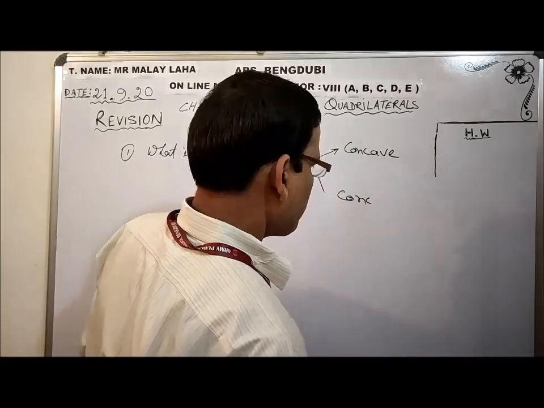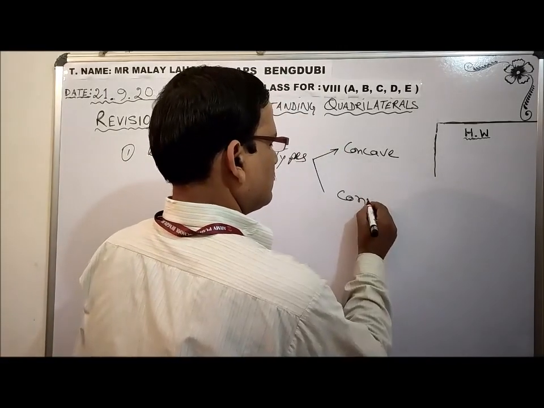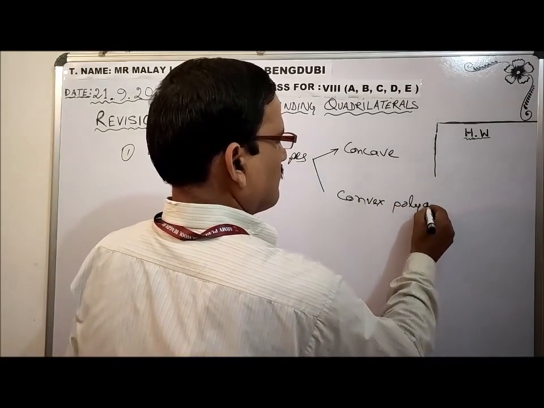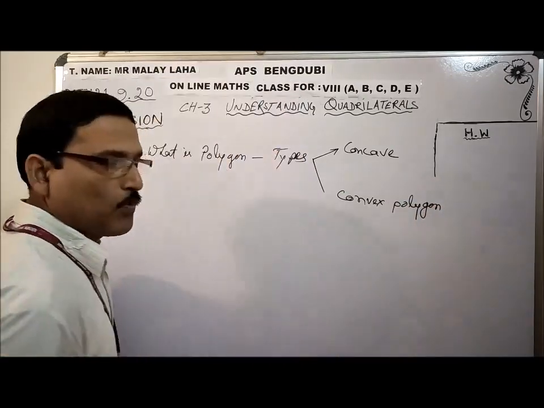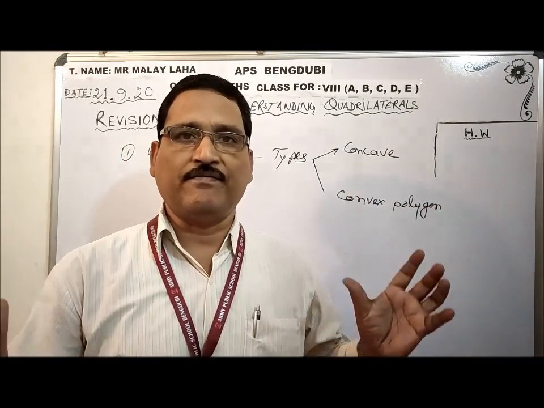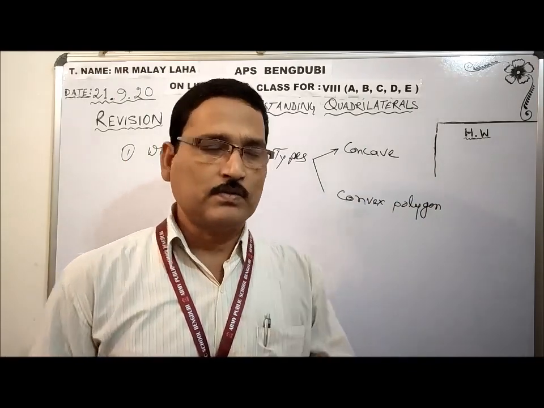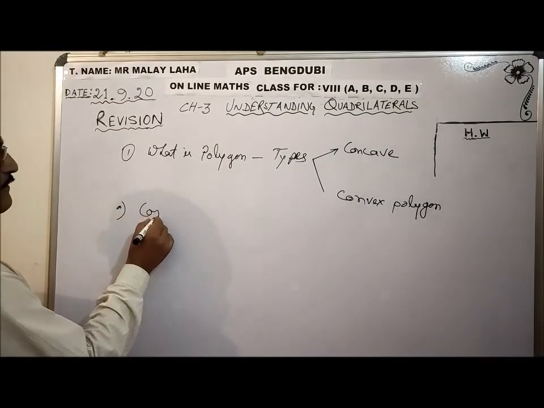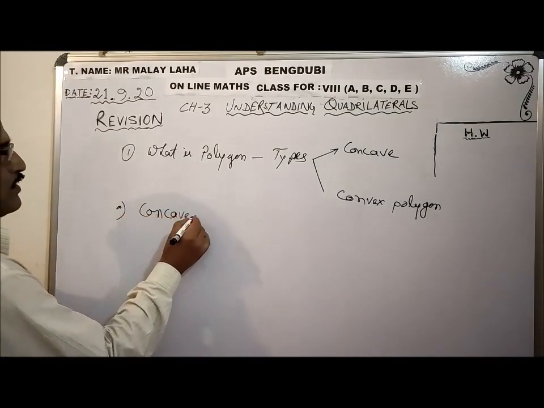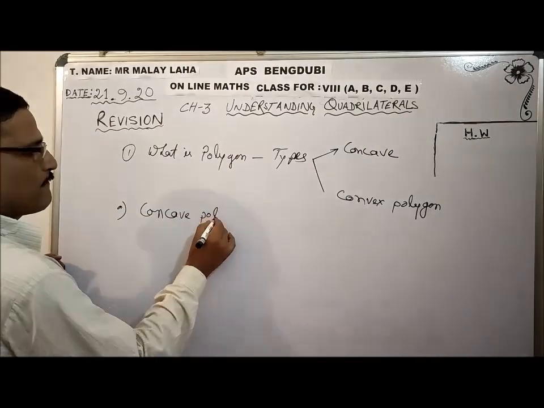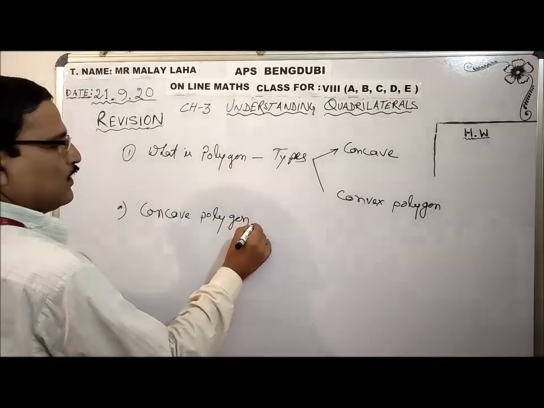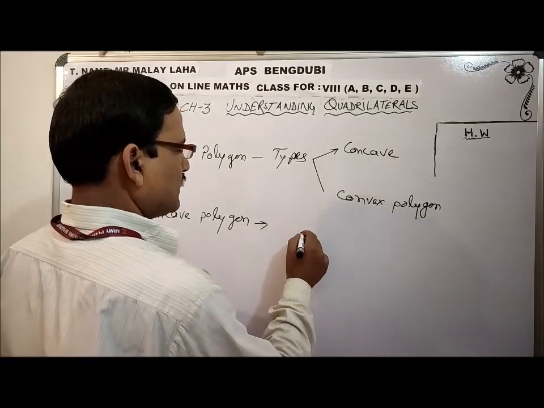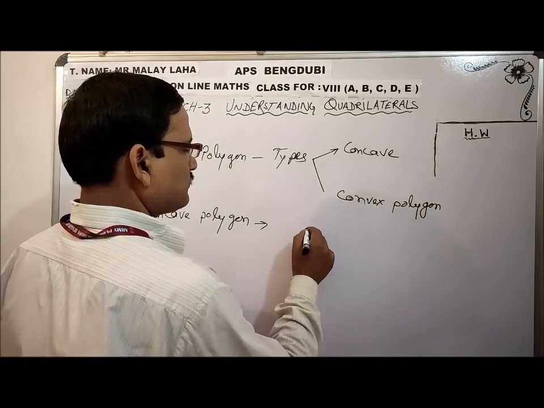Concave and convex. Poly means multiple, gon means side, a combination of multiple sides. So that will come later on. First you have to know concave polygon. Okay. What type of figure is a concave polygon? You see, like this star. Shape of star.